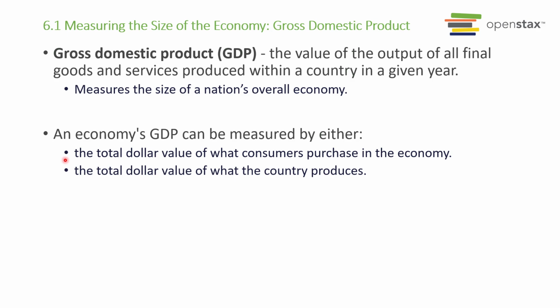And so one of those is the total dollar value of what consumers purchase in the economy. And then we have the total dollar value of what the country actually produces. And those two should track each other very, very closely. And if they don't, macroeconomists have also built in what I like to call a cheat code or a check valve, where those two values do end up being equal to each other in an accounting sense.